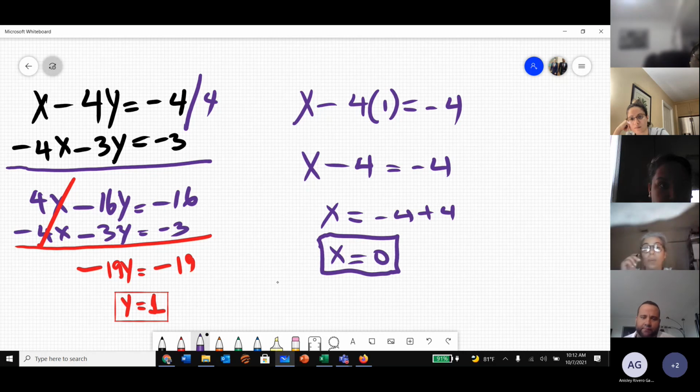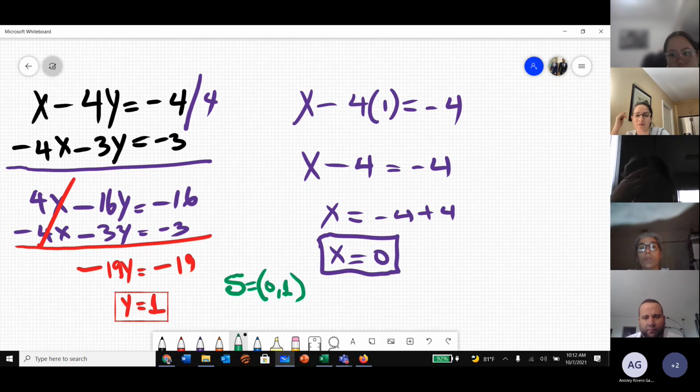This is inconsistent. This system of equations is inconsistent. No. What is the solution? 0 and negative 19. How negative 19? Ah, I'm sorry. 1. 1. Sorry. Got it, everyone?